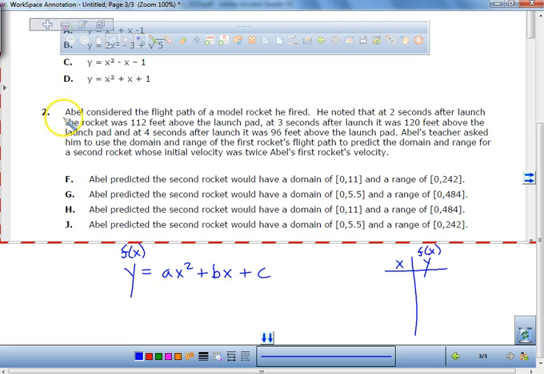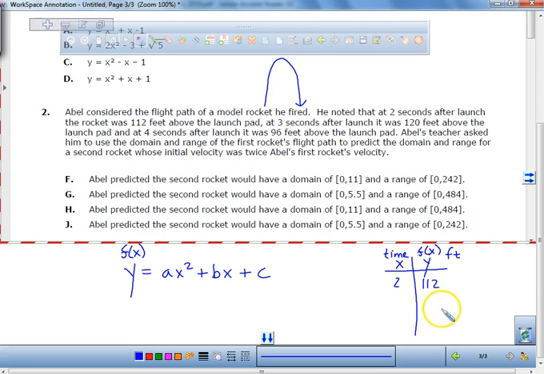Alright, we look at problem number 2. It says, Abel considered the flight path of a model rocket as he thought. Okay, so rocket goes up, rocket goes down, right? That's basically what it should look like. He noted that 2 seconds after launch, the rocket was 112 feet above the launch pad. So where it says 2 and 112, I want you guys to put 2 and 112. X is going to be your time, okay? The y is going to be how high up it gets.